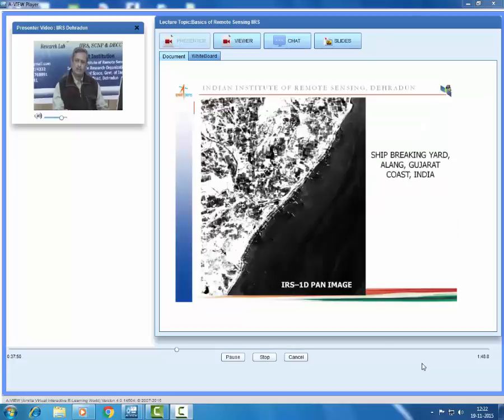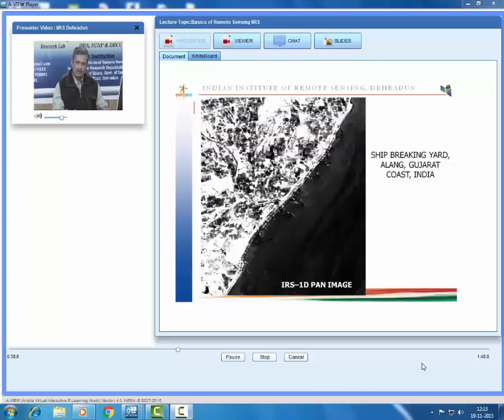This is an IRS 1D image, around 6-meter resolution, panchromatic. This is a ship breaking yard in Alang. This is Asia's biggest ship breaking yard in Alang, Gujarat. You can see all the ships standing over here. Basically, they are not for anchoring.